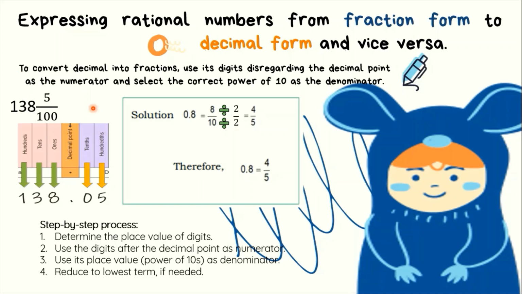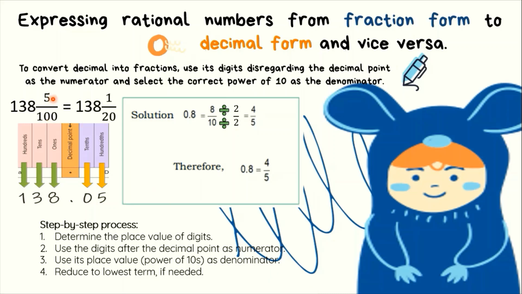Then 138 and 5/100, pwede pa siyang lumiit, kaya pa siyang paliitin. Pwede pa natin siyang i-reduce into its lowest term. Reduced into its simplest form, ito ay magiging 138 and 1/20.